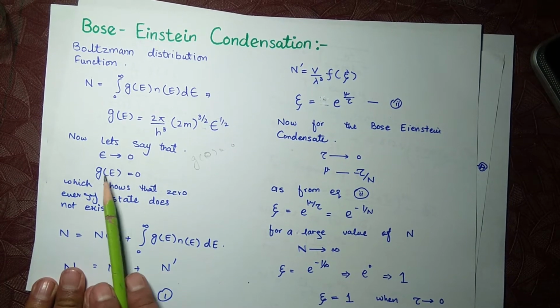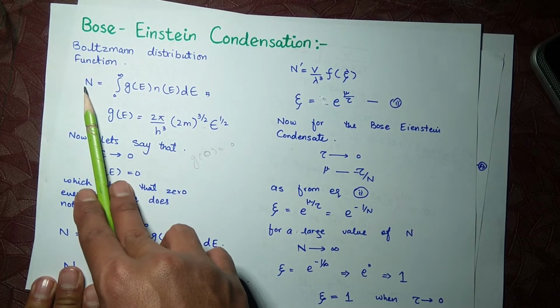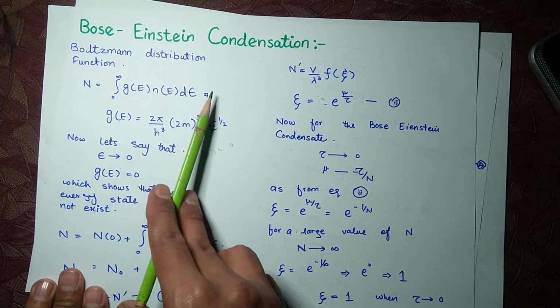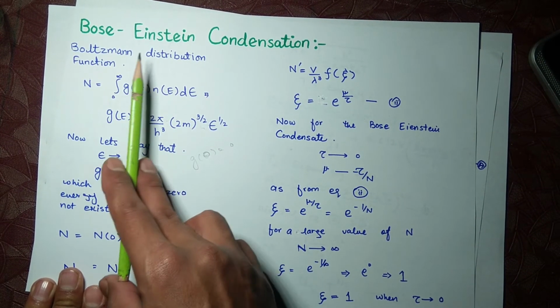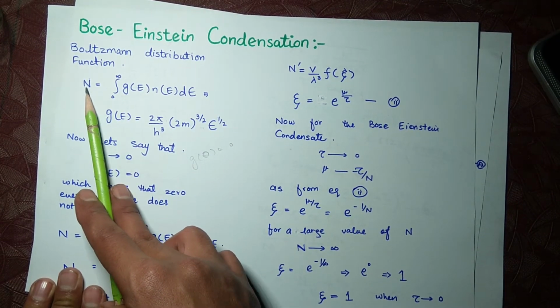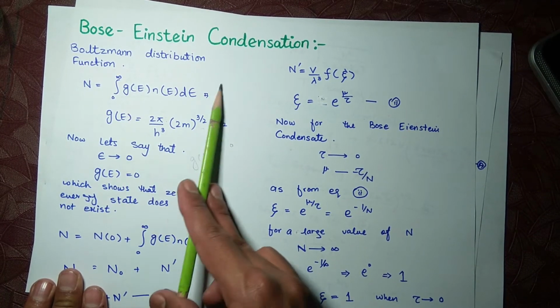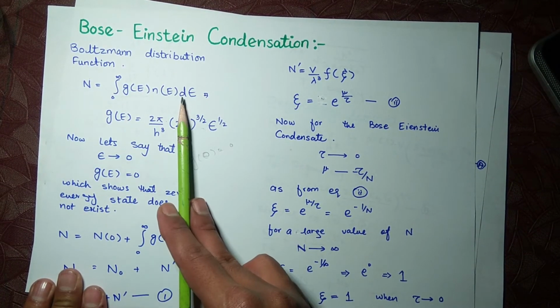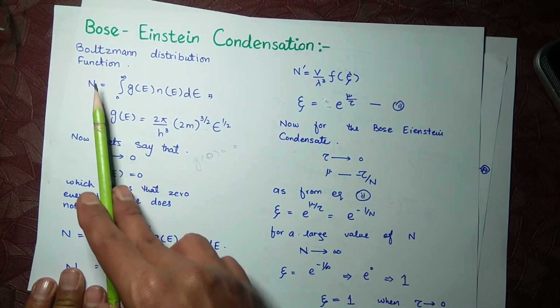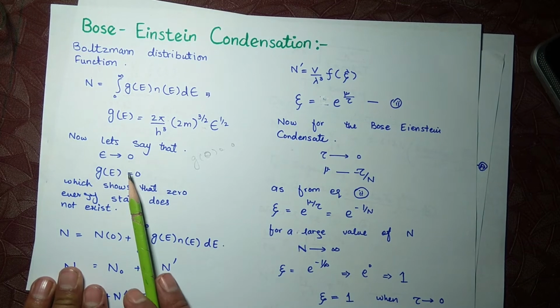This means that there is no probability. This is the probability density; this distribution function gives us the number of particles, or the number of bosons. So when this factor gets 0, the whole factor comes out to be 0, and we can say that we don't have any bosons with energy 0.